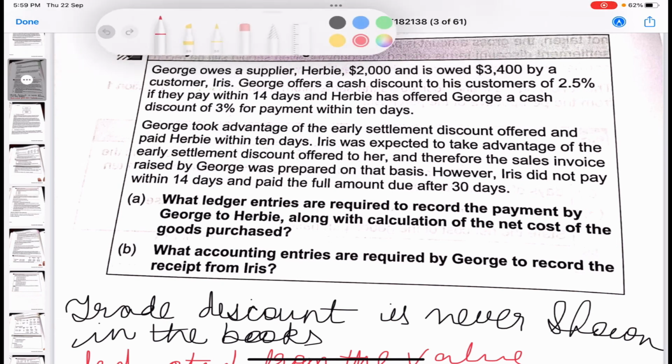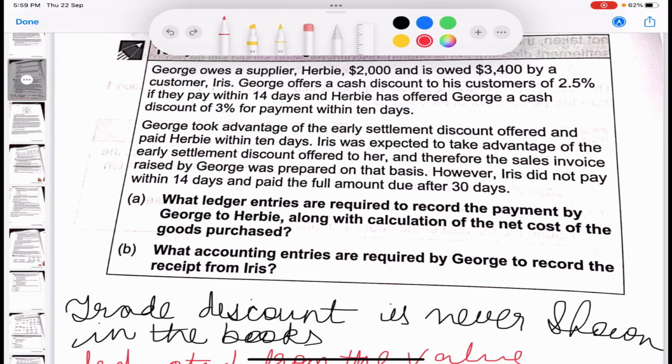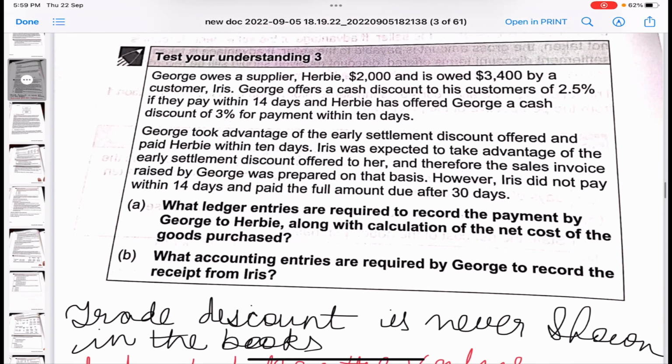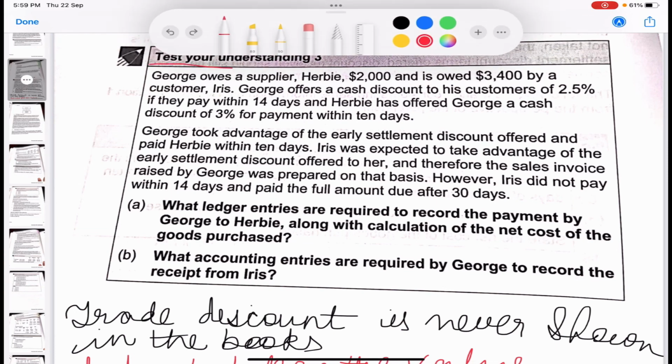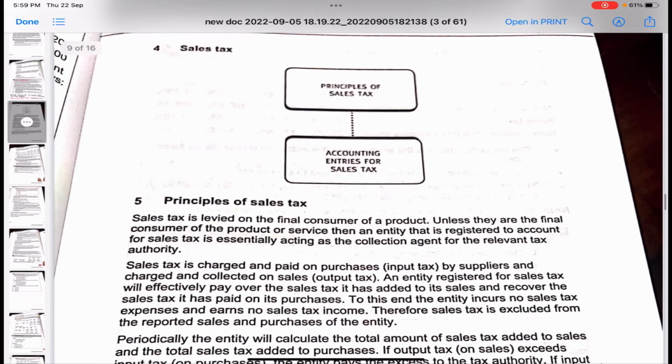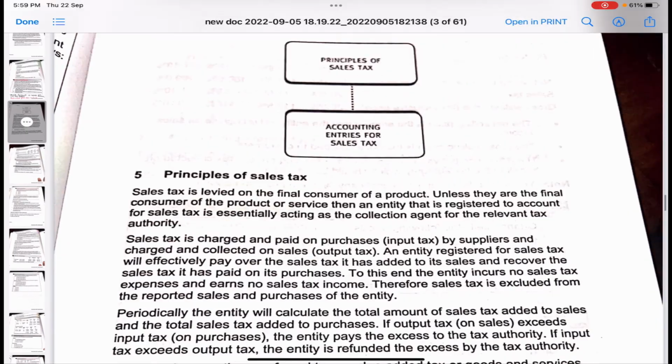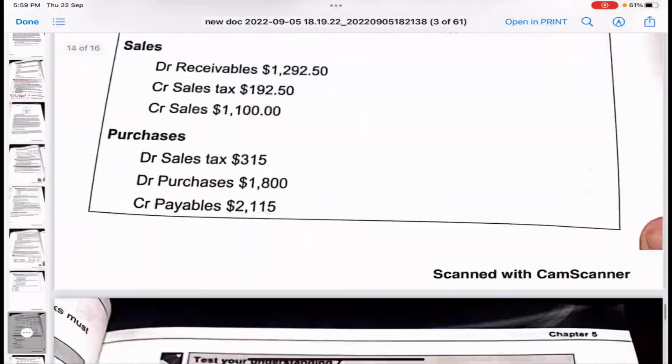Okay, so this is the test your understanding, and we need to find the answer of this question. I will be discussing this question, test your understanding 3, in the next video. Till then, I would want you guys to solve this by yourself. Solve it by yourself, and after solving it, you can post your answers in the comment section below. In the next video, I will be sharing the solution of the question, and we will also be doing the concept of the taxes, and then we'll be done with this chapter.